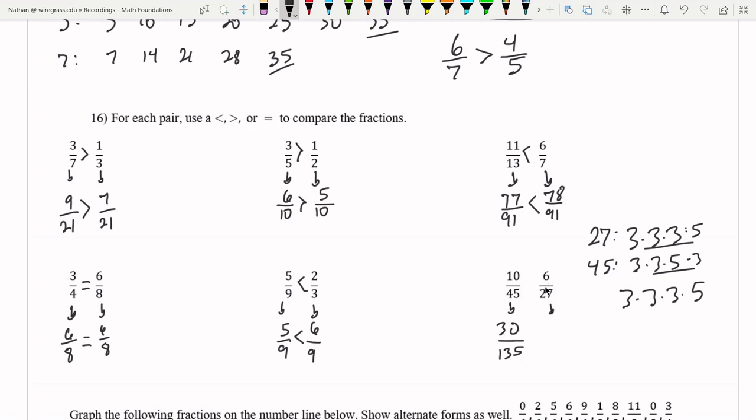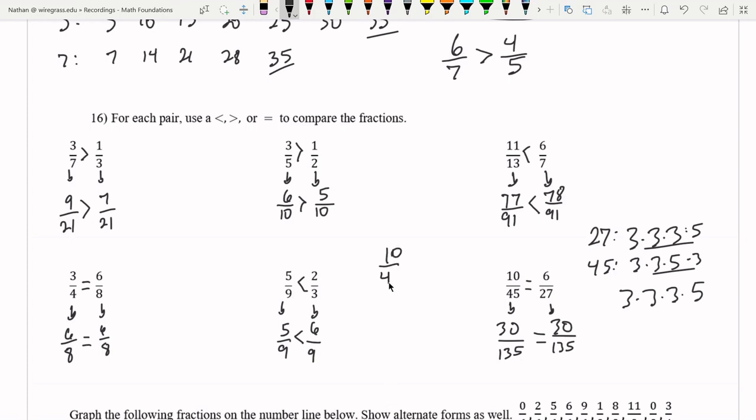6 27ths, if you multiply this bottom by 5, you get 135. And 6 times 5 is 30. So these are actually equal to each other. A good way of checking that is to actually reduce the fractions down. That actually made this whole process a whole lot easier.